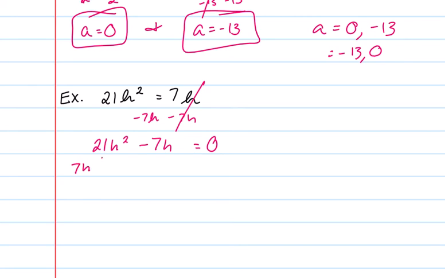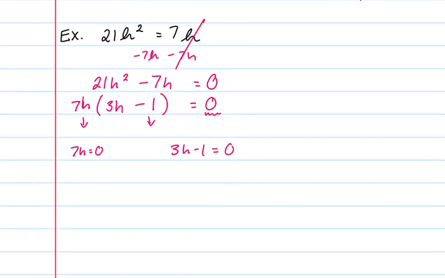Alright, 21 is divisible by 7 and results in a 3. If you take one h away, that leaves you with 1h. And then 7h, if you undistribute 7h from 7h, you get 1. Alright, reversing that multiplication process. And then you use your zero product property, and you set each of these chunks equal to 0. 7h equals 0. 3h minus 1 equals 0. And then you solve both of them.